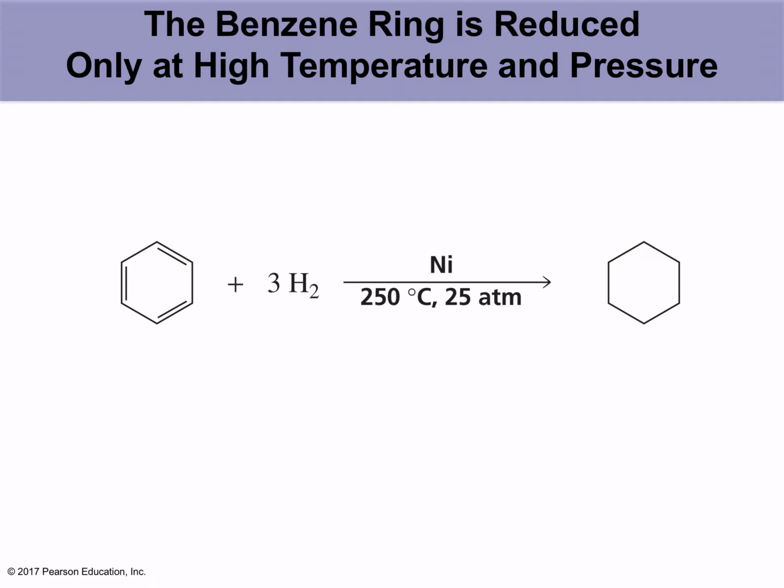If you want to reduce the benzene ring, we need to use harsh conditions. So you can use hydrogen, gaseous hydrogen, with nickel. You have to heat it up to 250 degrees Celsius and high pressure, 25 atm. Now what is the normal atmospheric pressure? It is 1 atm. Now 25 atm is a high pressure. Okay. At high pressure and high temperature with nickel and hydrogen, you can completely reduce the benzene ring to cyclohexane.